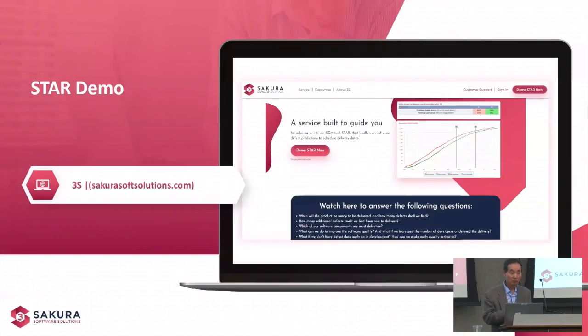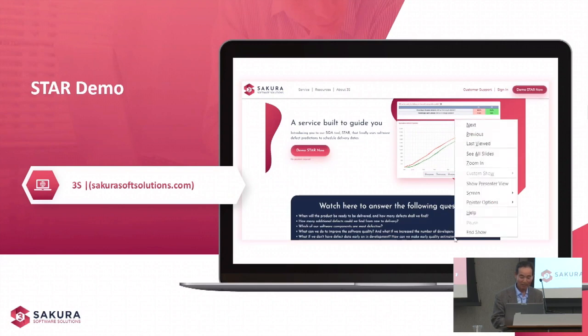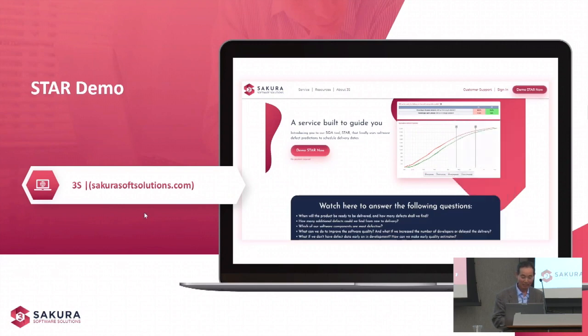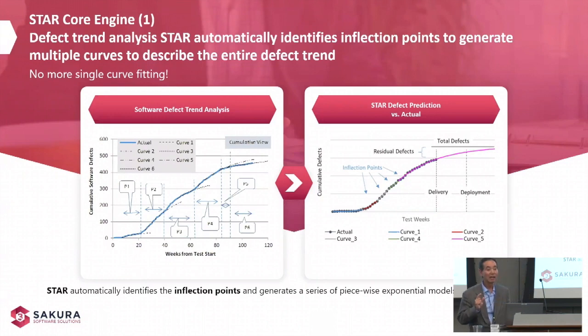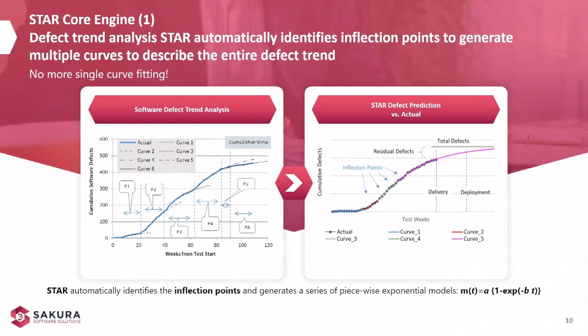Now, I still have 5 more minutes or so, right? Okay. I want to highlight the analytics behind the scenes. When we go to a live demo, you don't get to see this detail. So the chart on the left is a typical cumulative number of defects found over time during the test period.